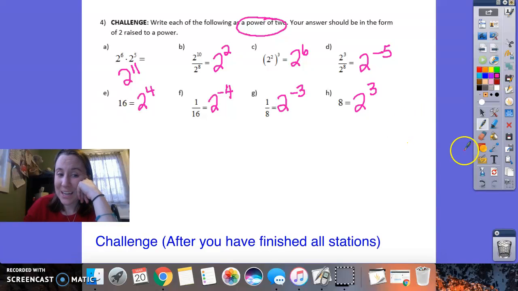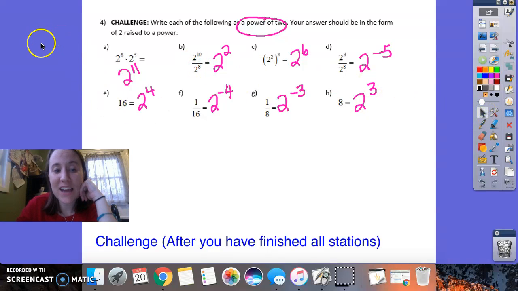Please be sure to ask any questions even about this challenge one if any of those did not make sense. But we are officially finished with scientific notation and laws of exponents. Good work.